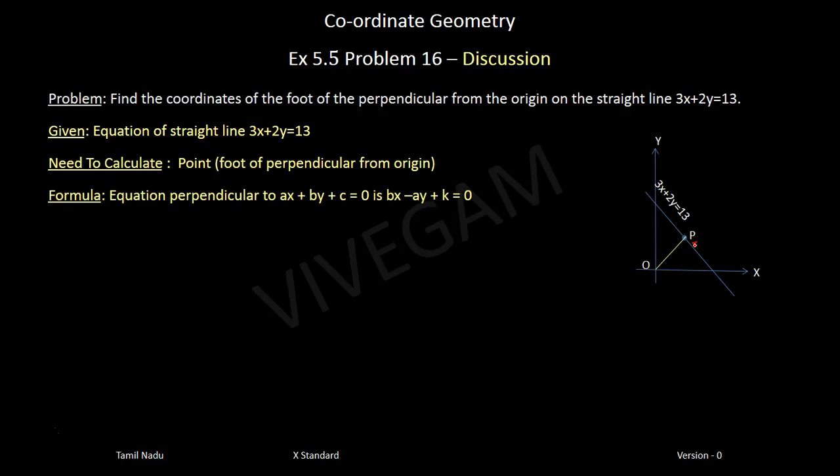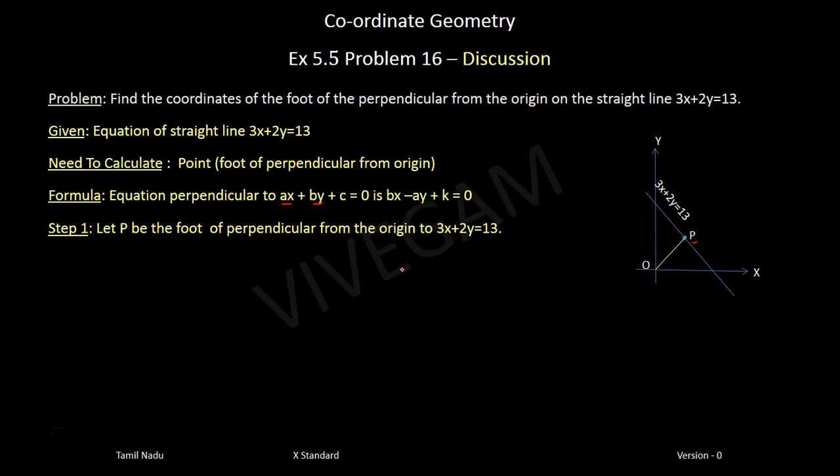Now, you know the equation perpendicular to ax plus by plus c equal to 0 is bx minus ay plus k equal to 0. That is, the coefficients of x and y get interchanged, and the coefficient of y changes sign, and then k is added as a constant instead of c.